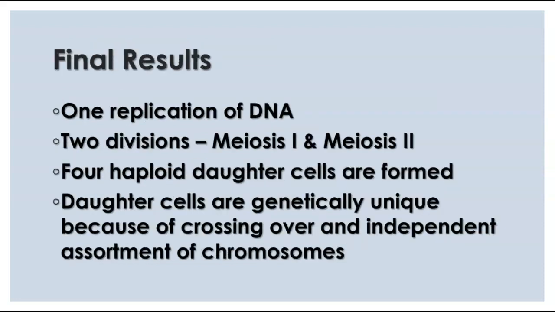The final results of meiosis are that you have 1 replication of the DNA. There are 2 divisions, meiosis 1 and meiosis 2, producing 4 haploid daughter cells. The daughter cells are genetically unique because of crossing over and because of the independent assortment of chromosomes.